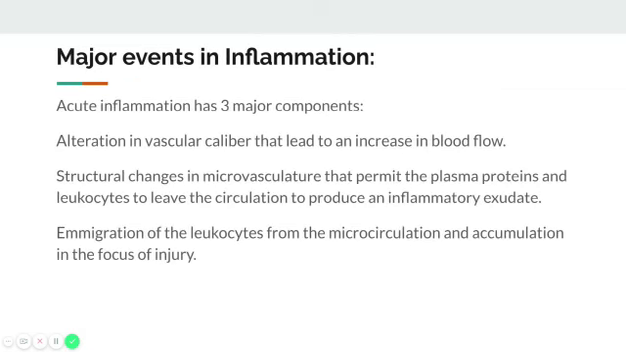Now, there are three major components of acute inflammation, which you have already learned in detail in lectures. Number one, alteration in vascular caliber that leads to an increased blood flow. Number two, structural changes in microvasculature that permit the plasma proteins and leukocytes to leave the circulation to produce inflammatory exudate. And number three, emigration of the leukocytes from the microcirculation and accumulation in the focus of injury. They are the major components of inflammation.